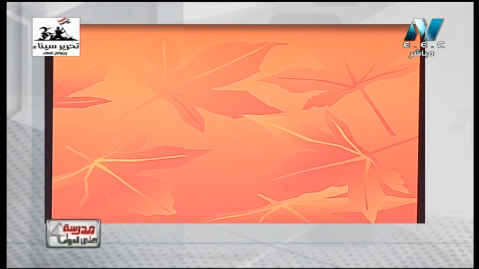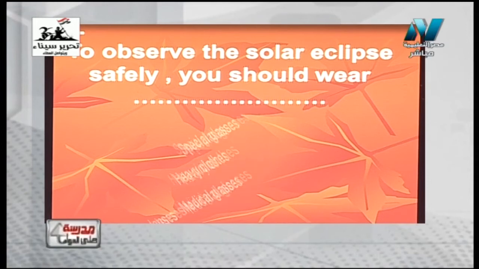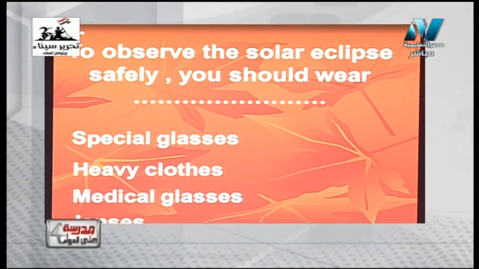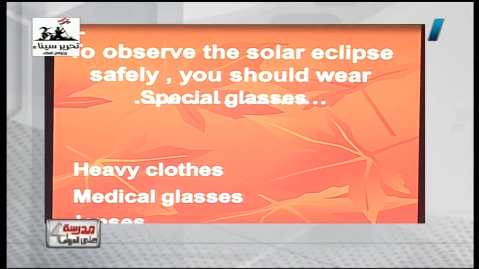Another question that says, to observe a solar eclipse safely, you should wear what? To see a solar eclipse safely without any harm, for example blindness or loss of sight, we should wear special glasses, heavy clothes, medical glasses, or lenses? Surely we must wear special glasses. Why? Because special glasses protect our eyes from harmful radiation such as ultraviolet and infrared radiation. There are very harmful rays coming from the sun, called infrared and ultraviolet, and they are very dangerous.